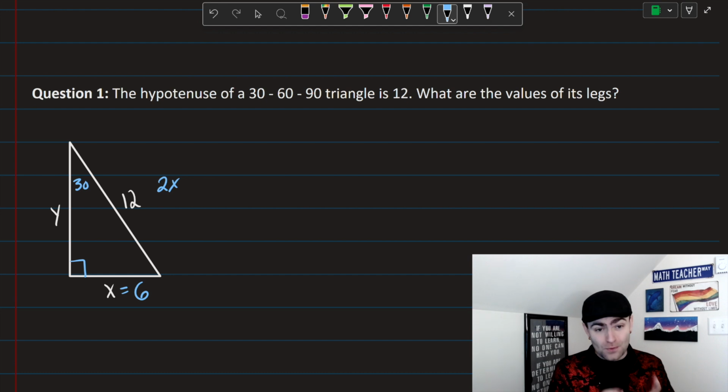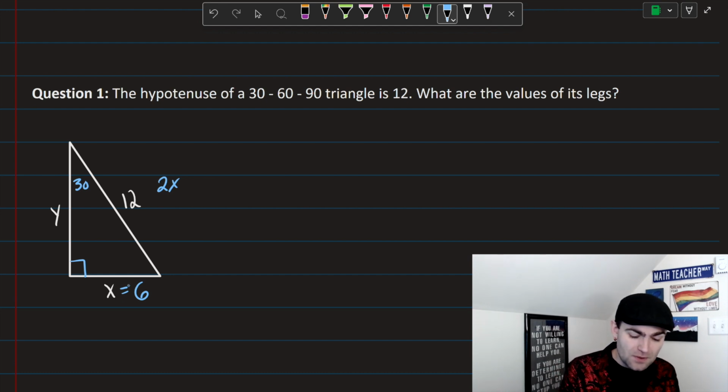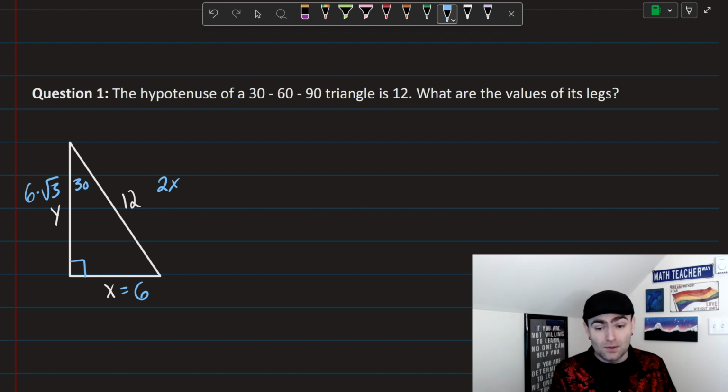Y is root 3 times larger than the shortest side. So if the shortest side is 6, then y is going to be 6 times the square root of 3, or just 6 square root of 3. And that's it. There's no more to this. There's no trick here. It's just using that ratio in real time.